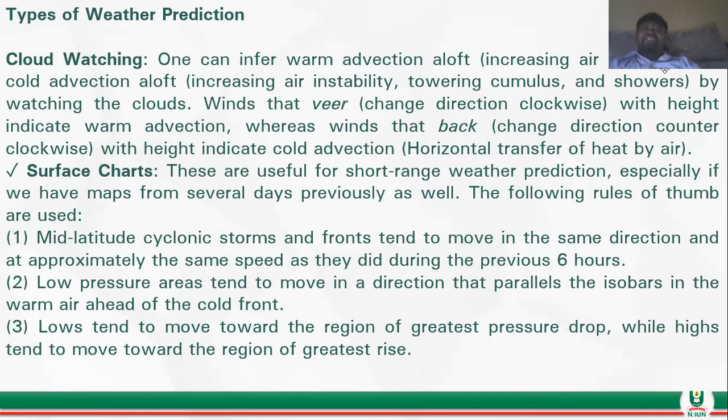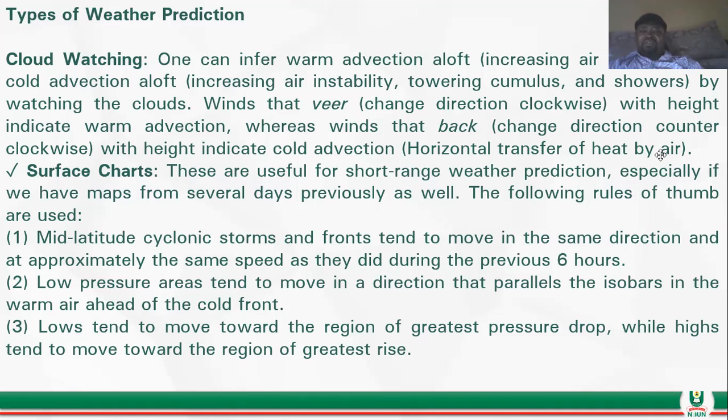Types of weather prediction. There are various types of weather prediction. One of them is cloud watching. When you keep looking at the clouds to observe, one can infer warm advection aloft, increasing air stability, and cold advection aloft, increasing air instability, towering cumulus and showers by watching the clouds.